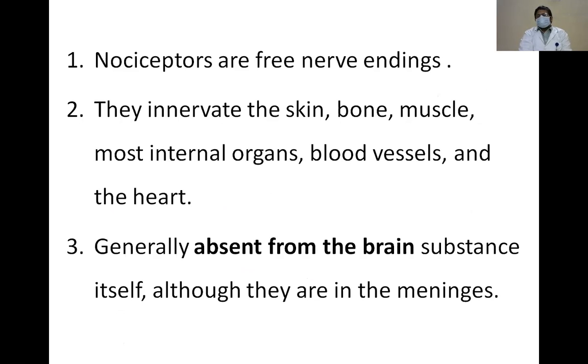The nociceptors are the free nerve endings. They innervate the skin, bone, muscle, and most of the internal organs, the blood vessels, and the heart. They are generally absent in the brain substance itself, although they innervate the meninges. The brain tissue proper is not sensitive to pain.